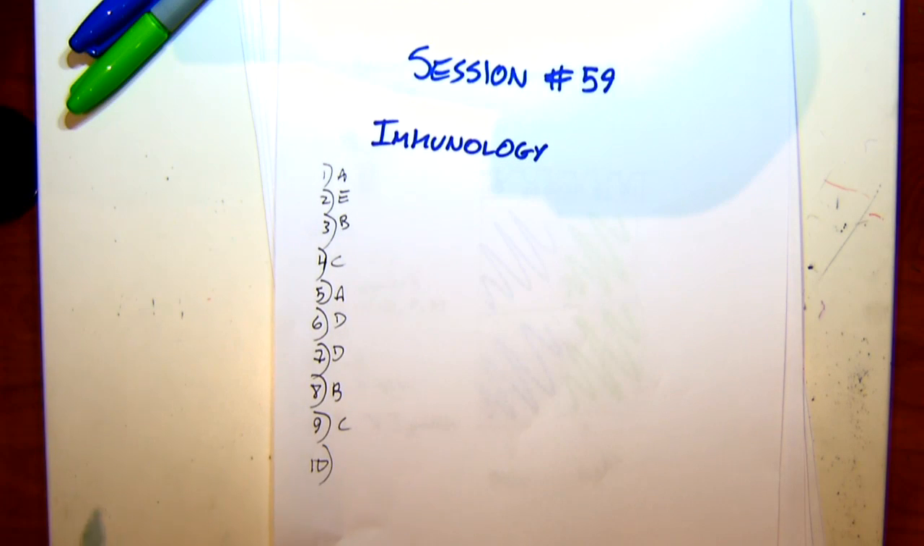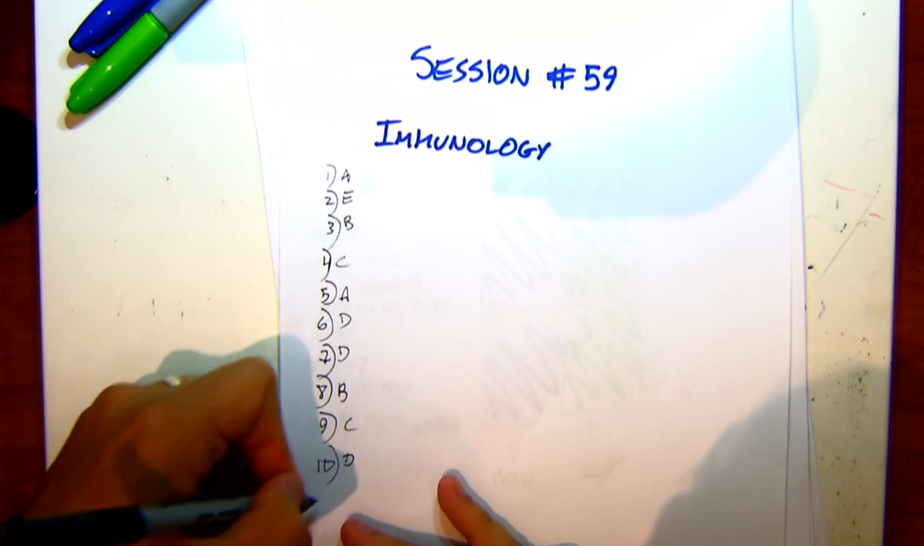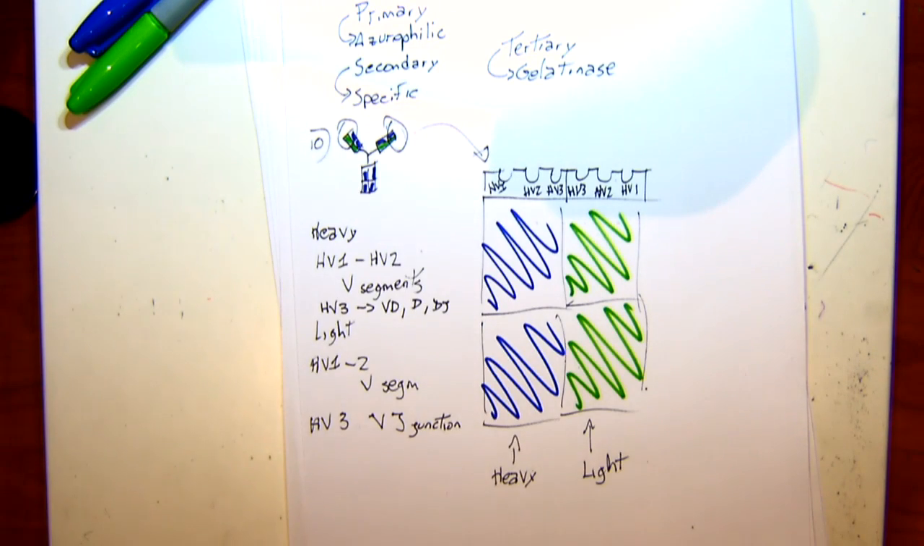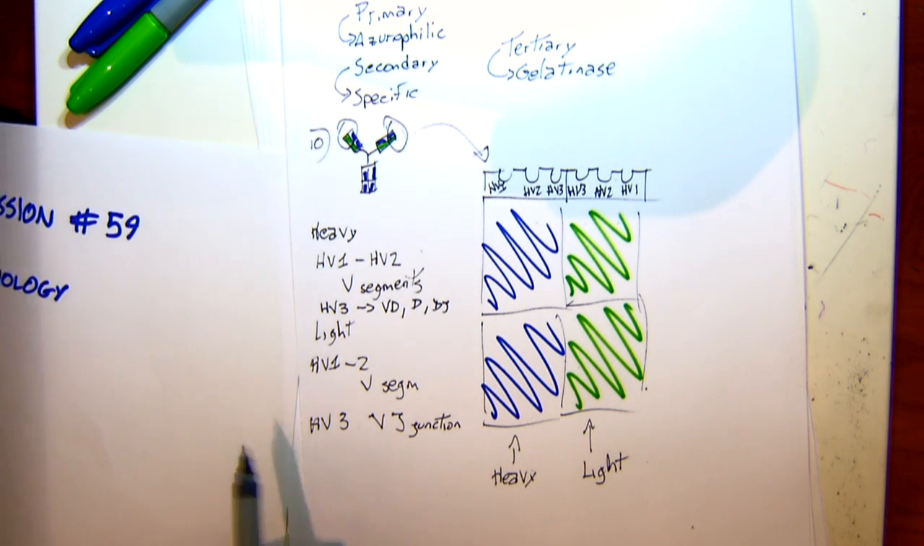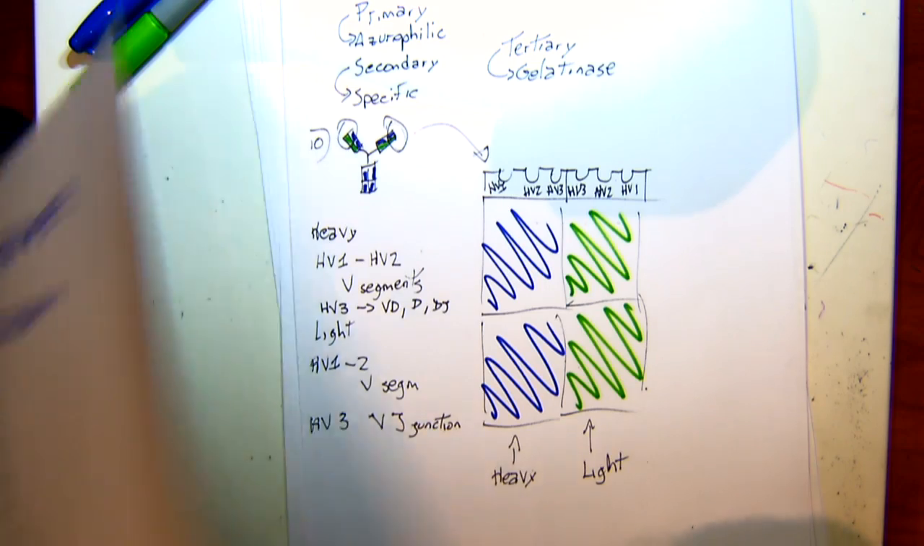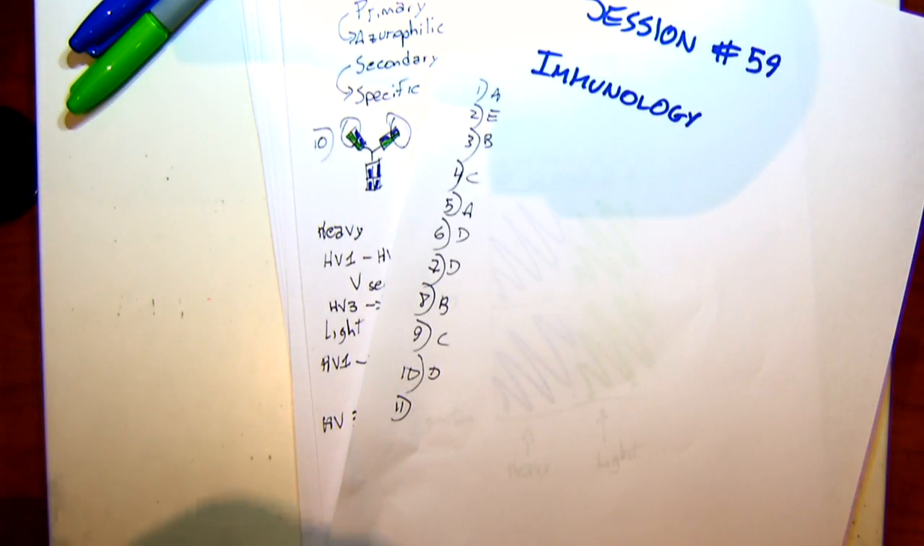Any other questions about this? I think this is a concept that's very important to understand, so just make sure you have this down. Question 10 is going to be D. I just went over this: the third hypervariable region of the light chain, CDR3, is determined by the VJ junction. So 11 is going to be C.